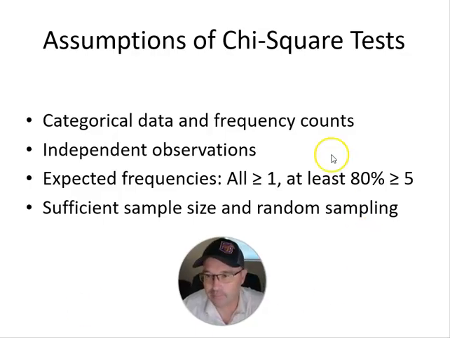Now, what happens if you violate these? There are other tests that you can use, one called Fisher's exact test. You can use a collapsing categories approach, or a Monte Carlo simulation, which we haven't learned in this class, but there are always ways to get around the fact that we can't use the test that we would like to use.